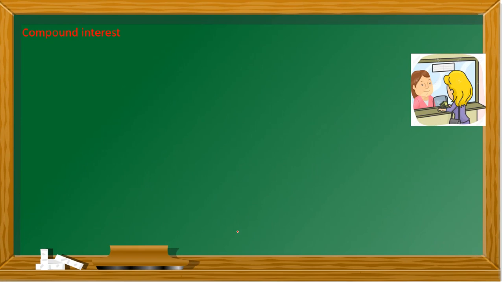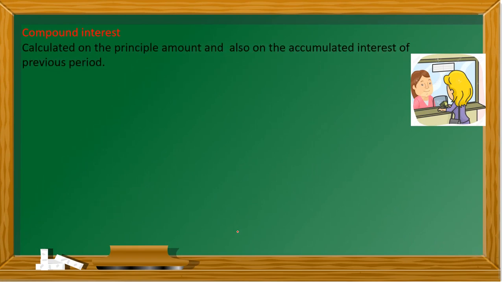Now what is compound interest? It is calculated on the principal amount and also on the accumulated interest of previous years. The meaning of accumulated interest is that whatever interest was earned in the previous years is also added to the principal and becomes the new principal, and then interest is calculated on it. So compound interest is interest on interest.